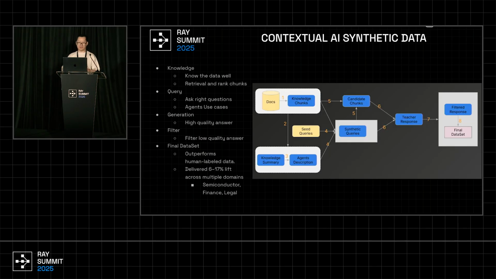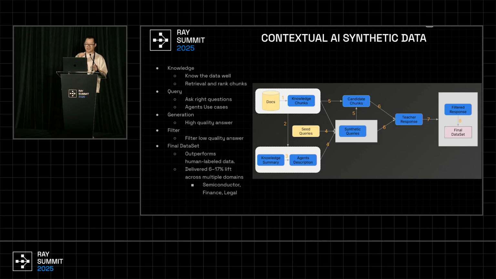This slide shows how we do the synthetic data. When we do synthetic data, we try to simulate how human beings understand the knowledge and label the data. First, as a human being, if you want to do something, you need to have good knowledge. You need to know that data well. But you cannot remember all the knowledge, which means you need to organize the knowledge into chunks.